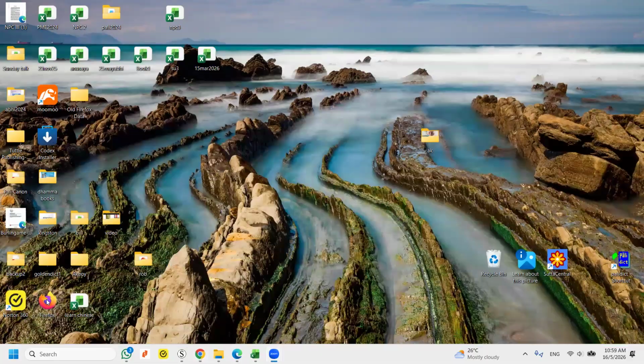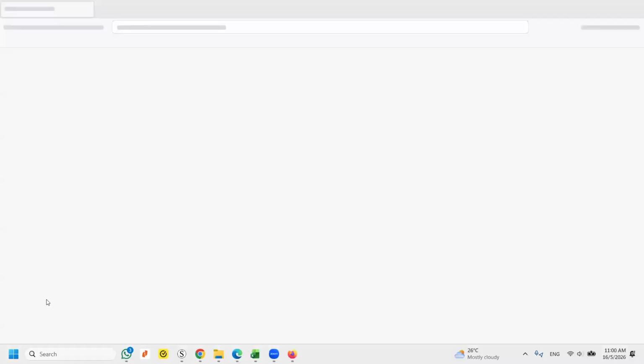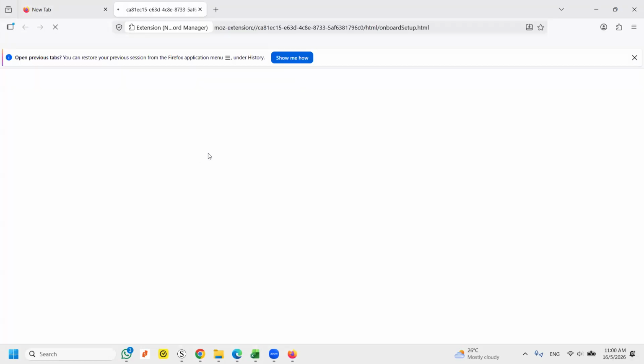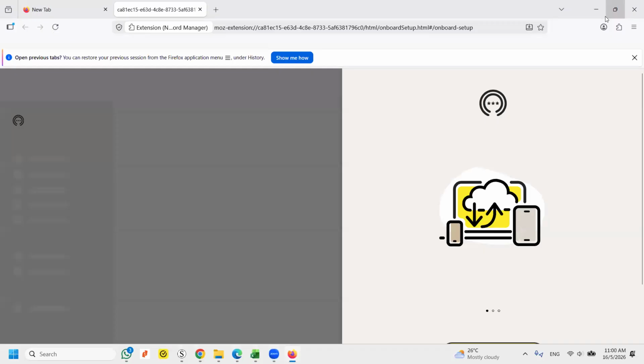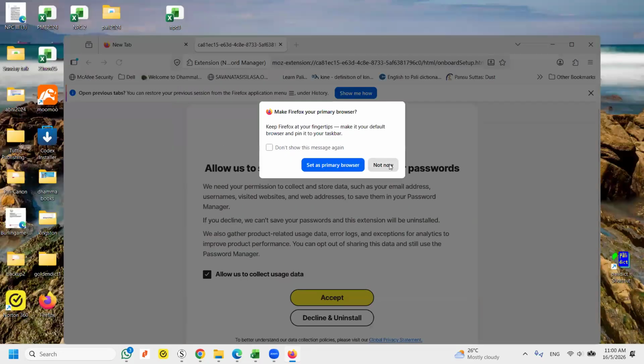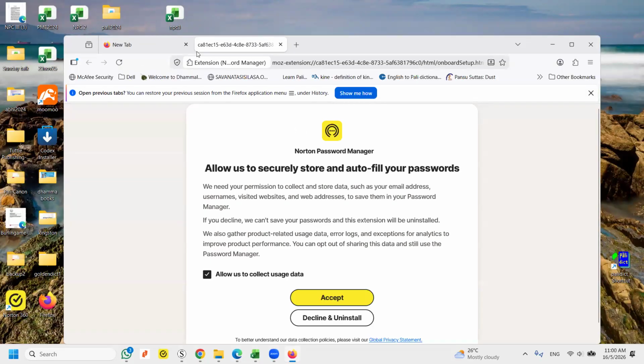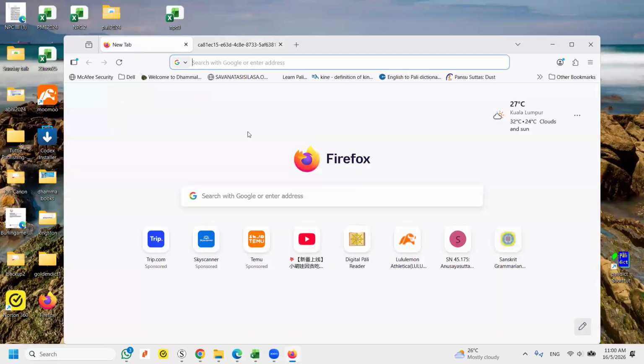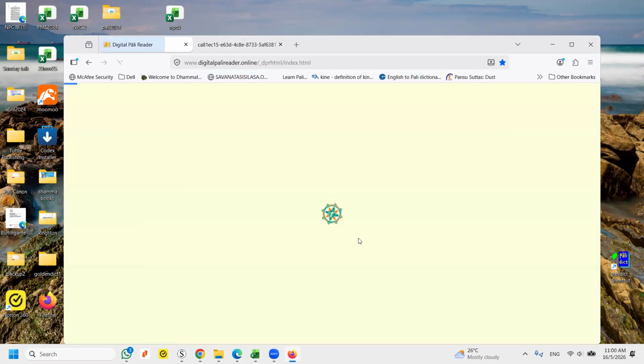I will open the browser called Firefox, Mozilla Firefox. I have this bookmark, Digital Pali Reader. I think you have heard of it, Digital Pali Reader.